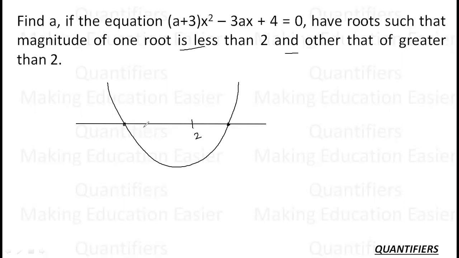This graph is incomplete as of now. Why is this graph incomplete? This graph is incomplete because of this word magnitude. We are given that the magnitude of one root is less than 2 and the other root is greater than 2.